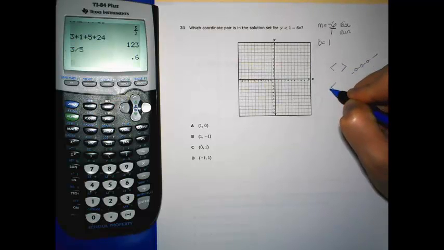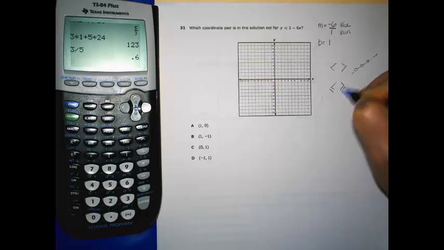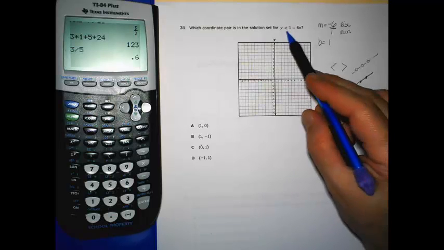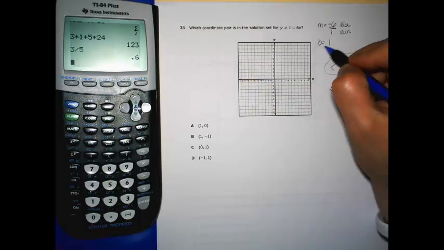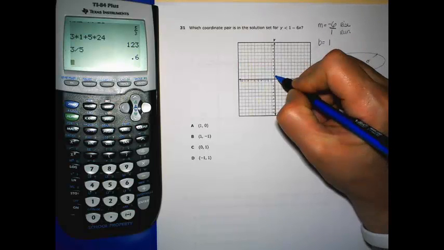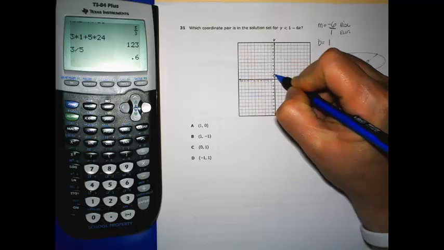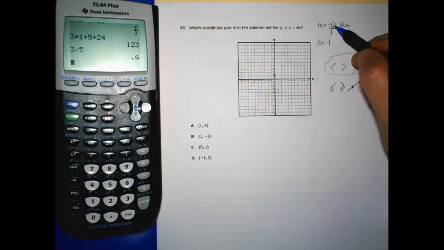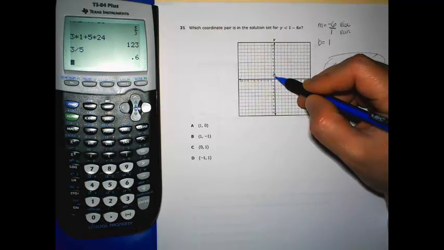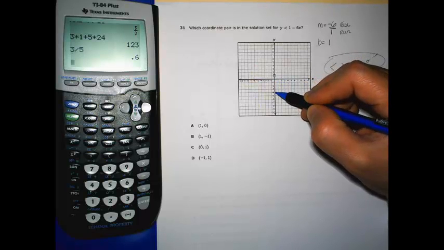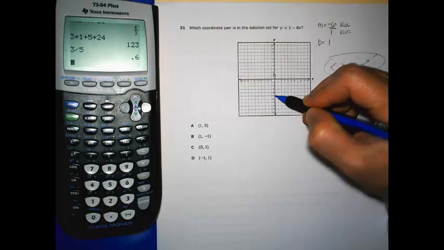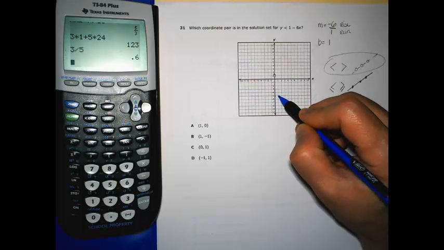And if you have less than or equal to, or greater than or equal to, you're going to have solid points with a solid line. So in this particular problem, I have less than, so that means my points are going to be empty points. So I'm going to start at the y-intercept, which is 1, with an empty point. And then, using the slope, I'm going to go down 6. So 1, 2, 3, 4, 5, 6. And I'm going to run 1 to the right.